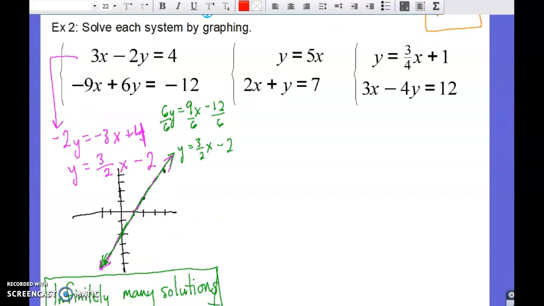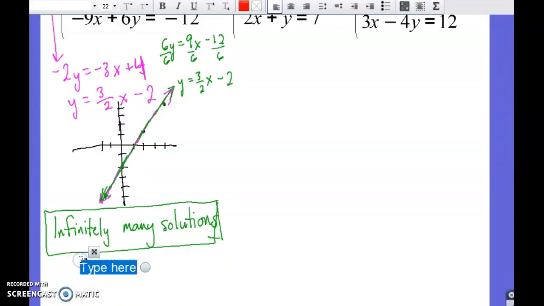To give you a few more words that the book uses, if you check with the back of the book, they might use this phrase: we call this consistent. It's a consistent system.